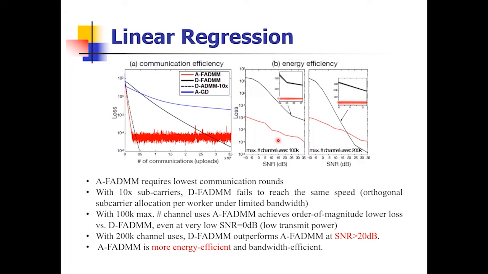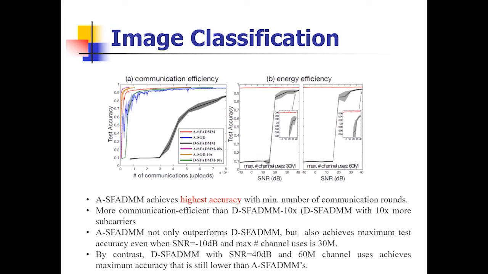Okay, so this is to say that this analog federated ADMM is much more energy efficient and also bandwidth efficient. So you're gonna gain in both categories. Now, this is in a linear regression, and remember, in linear regression, the model is not very large. So now let's see what happens when we move to an image classification task where the model is much larger, and this is what we show here.